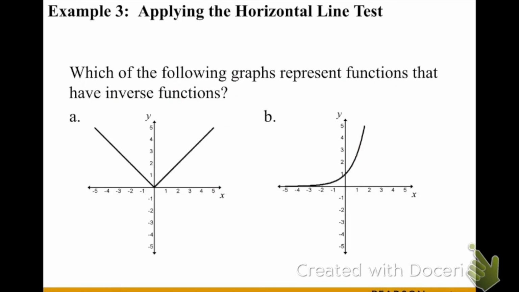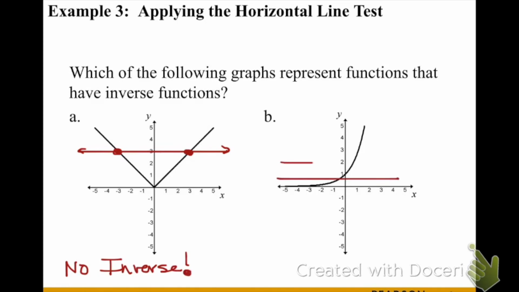For example, if we consider the graph of A here, notice that if I draw a horizontal line, it's going to go through the graph touching at more than one location. This right here means that this function does not have an inverse. On B though, I can draw multiple horizontal lines, and each of those horizontal lines only goes through the graph once. This means here that this graph, by the horizontal line test, will have an inverse function.